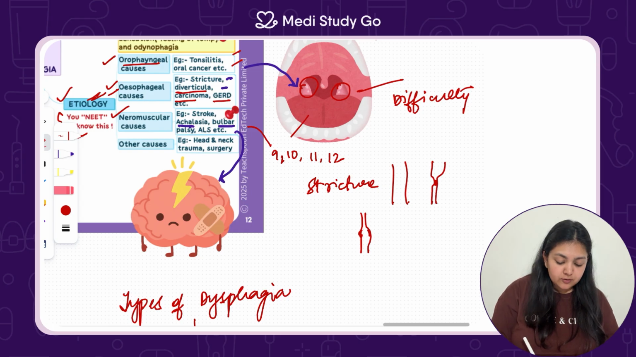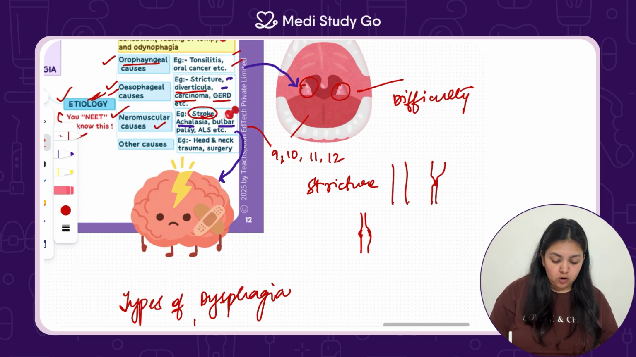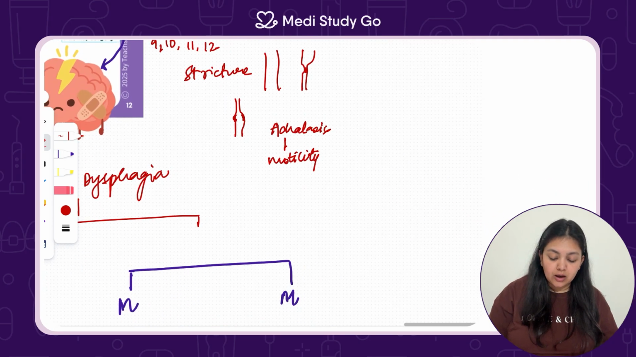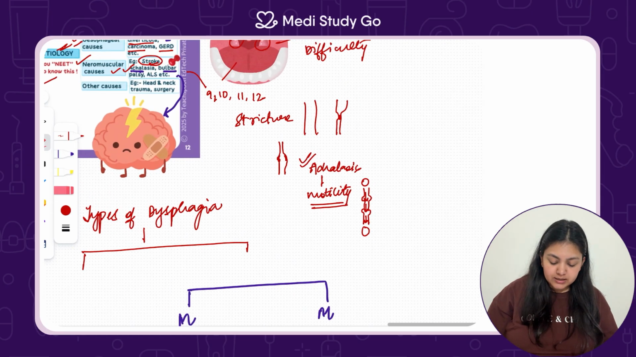Moving ahead, there can be several neuromuscular causes like stroke, wherein the muscular and the nerve balance is gone. Then achalasia. Achalasia is when the motility is decreased. Motility means that when the esophagus has to take the food down, there is some peristaltic movement. It is not swelling, but movement, like peristalsis, so that the food can go from the mouth to the stomach. This motility gets reduced in achalasia, therefore it will cause dysphagia.